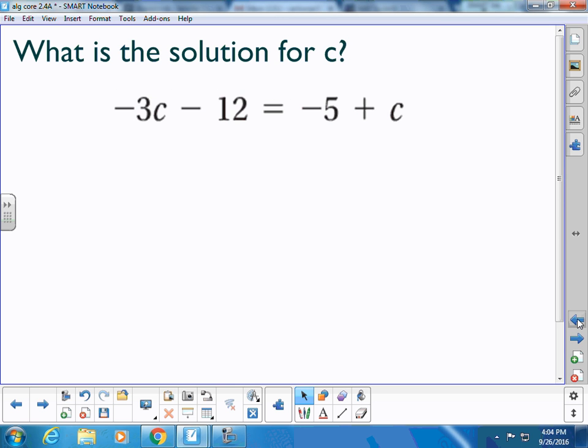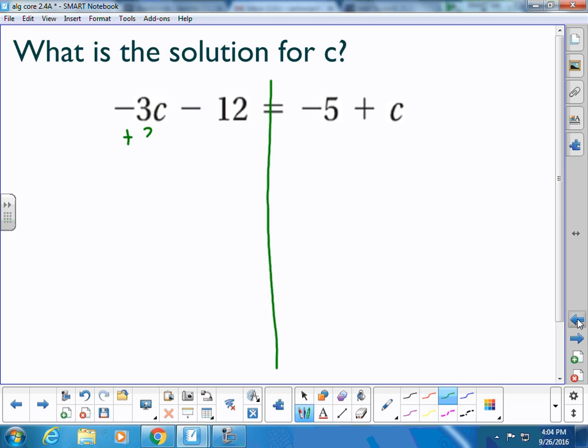All right, so let's do this one more together, and then you guys can do the last one on your own. So here we go. This time, actually, negative 3 is my smaller c's. Remember I said I wanted to keep my variables positive? So I'm going to add 3 c's to both sides. And now I have negative 12 equals negative 5 plus 4c.